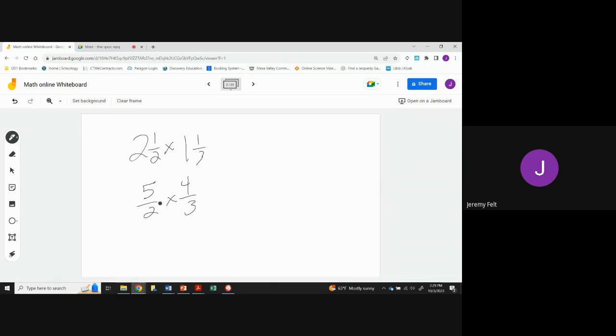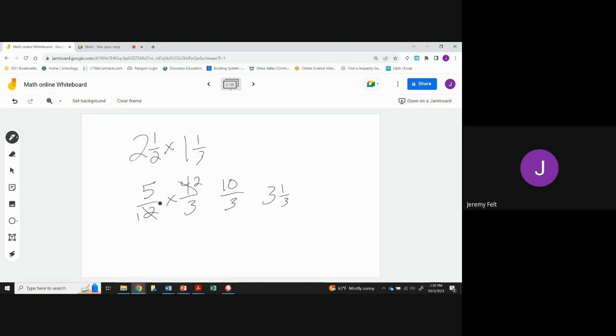And now we can multiply and then simplify, or we can see if there's anything we can do to reduce before we multiply. 5 and 2, 4 and 3, but 2 goes into 2 and 4. 2 goes into 2 once, goes into 4 twice. So now I have 5 and 3, can't reduce that. 5 times 2 is 10. 1 times 3 is 3. 10 divided by 3: 3 goes into 10 3 times with 1 left over, so 3 1/3.